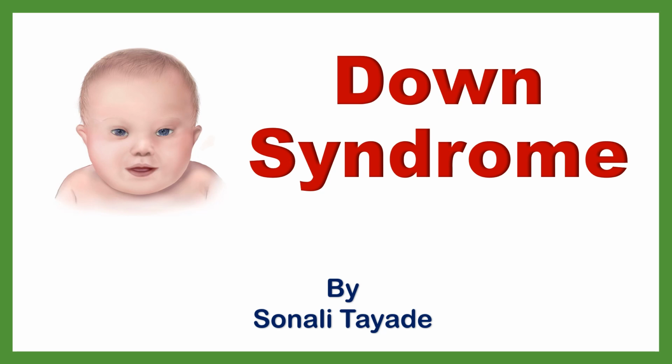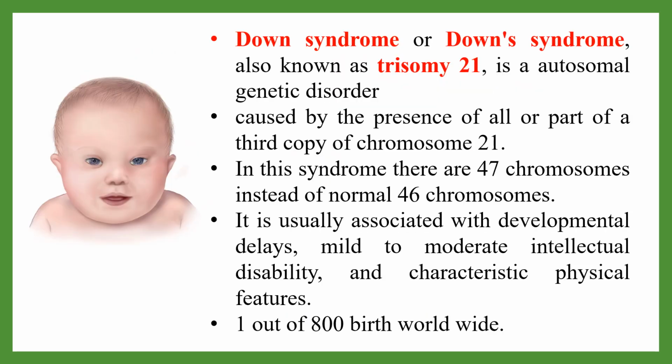Today's topic is Down syndrome. Down syndrome is also called trisomy 21 because it is caused by the presence of all or a part of a third copy of chromosome 21. In this syndrome, there are 47 chromosomes instead of the normal 46. This syndrome is associated with developmental delays, mild to moderate intellectual disabilities, and characteristic physical features. It occurs in 1 out of 800 births worldwide.